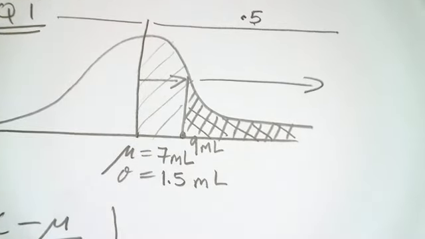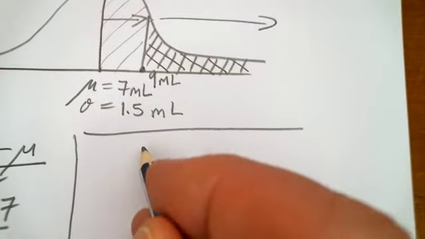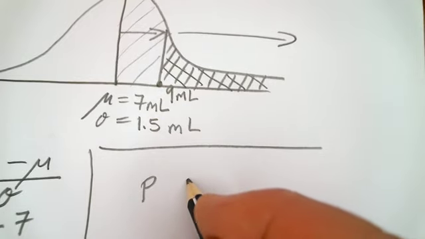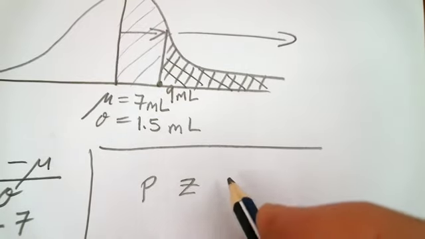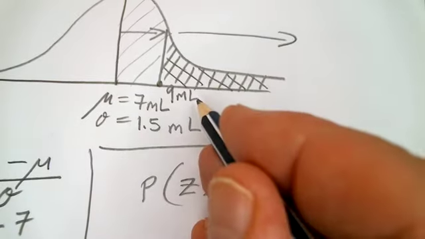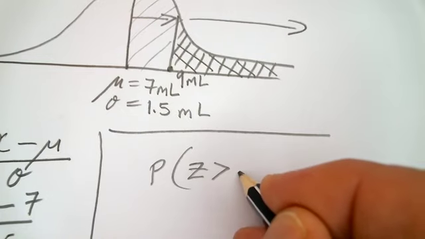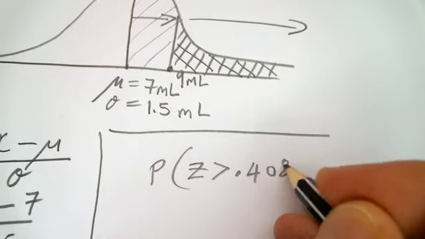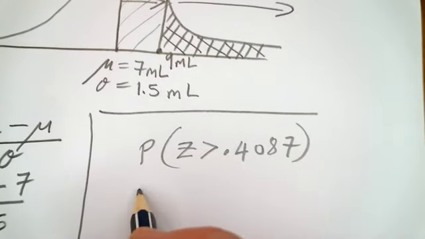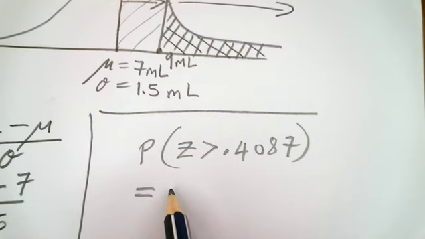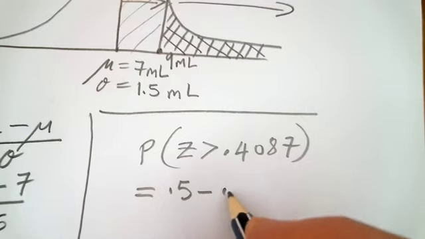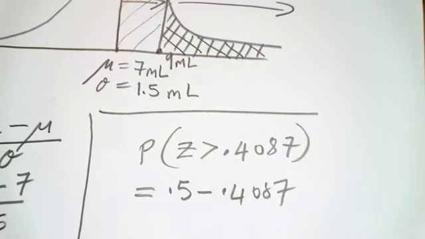So here we go. The probability of Z being, shall I say, greater than 0.4087. And remember, you probably are going to put a leading zero there. I tend not to do that for the reasons we've talked about. And that's going to equal 0.5 minus 0.4087. Let's see what that comes to.